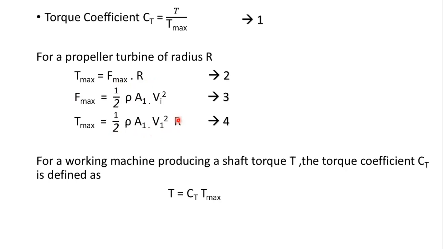For the working machine, which is producing a shaft torque T, the torque coefficient CT, what we have discussed before, can be defined from the first equation as T is equal to CT into T maximum.